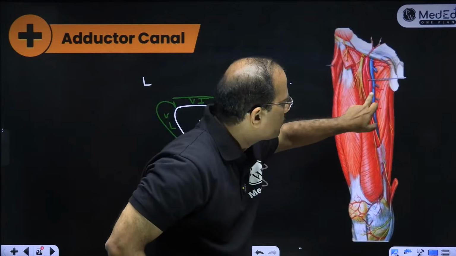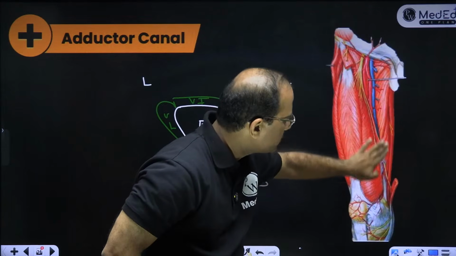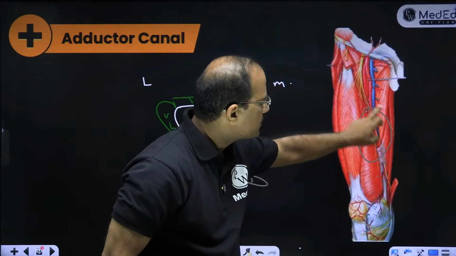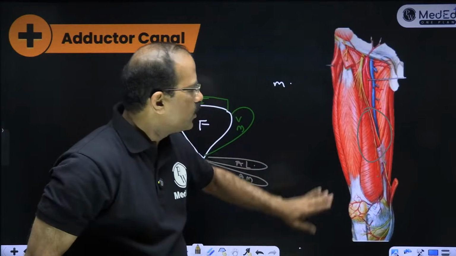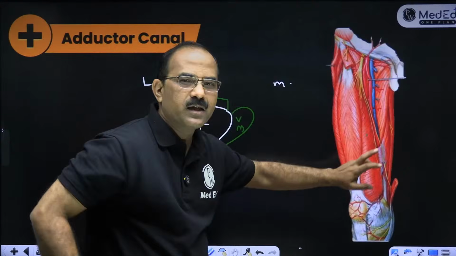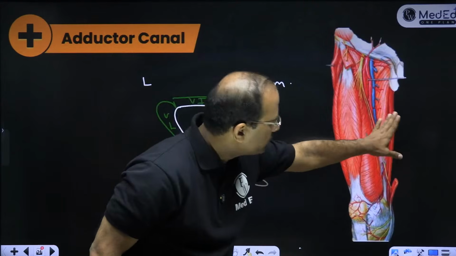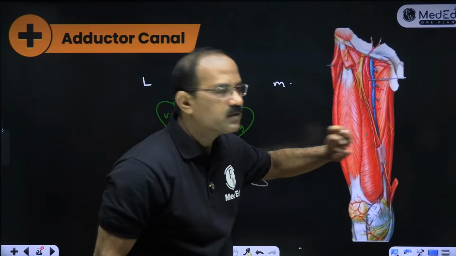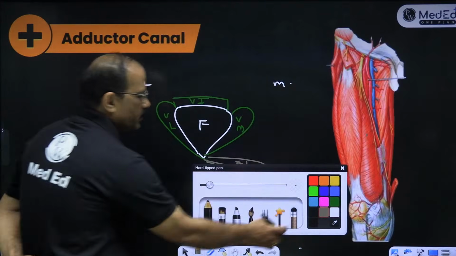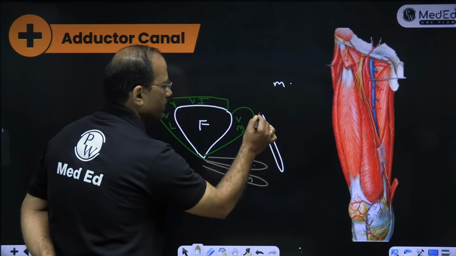Meaning, on the upper side, what is this muscle? Adductor longus. Now who will be on the lower side? Adductor magnus. This area is the adductor canal. So who is forming the superior boundary of adductor canal? Which muscle is this? Vastus medialis. Inferior boundary is formed by adductor longus in the upper part, adductor magnus in the lower part, and the roof is formed by what? Sartorius.